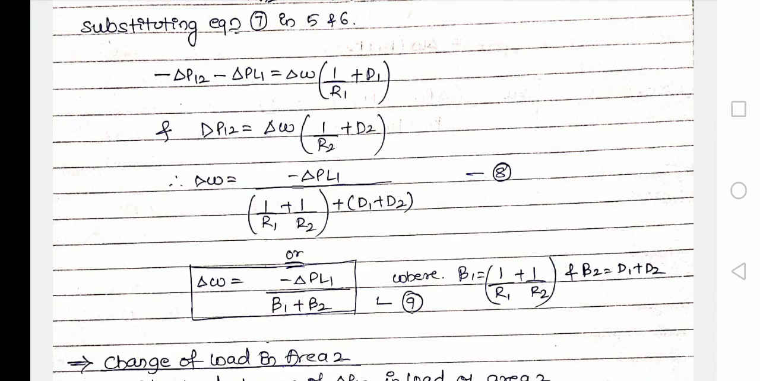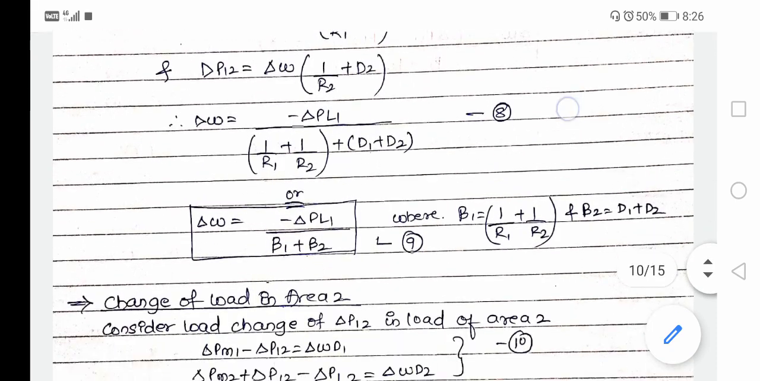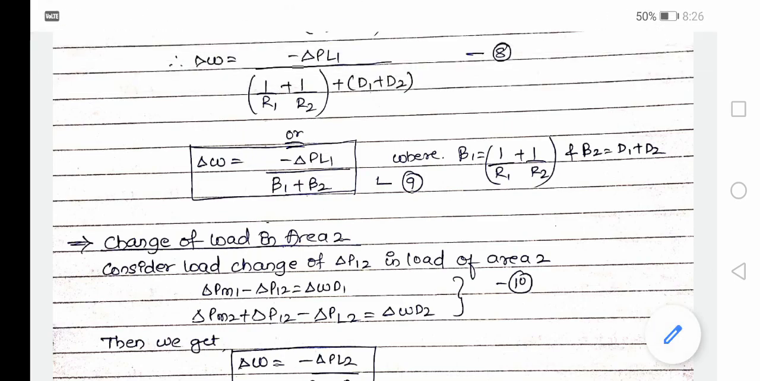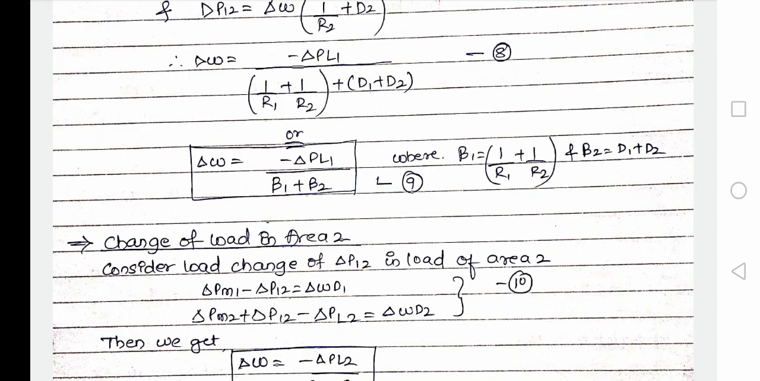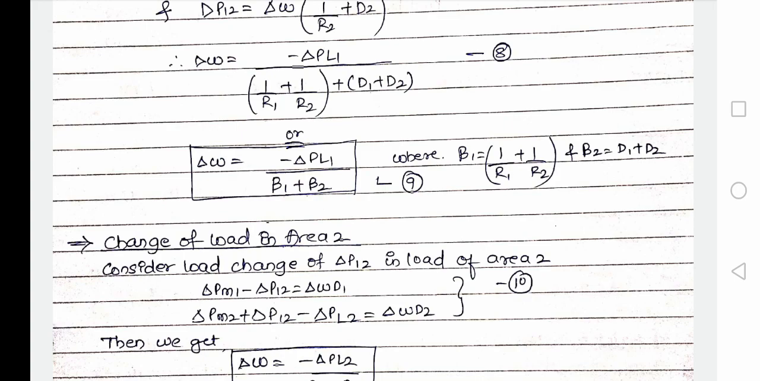Here we have separated 1 divided by R1 plus 1 divided by R2, and D1 plus D2, and they are written in a separate manner. Take this as equation number 8, or directly you can write it as delta omega is equal to delta PL1 minus, it will remain as it is in the numerator. In the denominator, instead of writing 1 divided by R1 plus 1 divided by R2, directly you can take it as beta 1, and instead of writing D1 and D2 you can take it as beta 2.